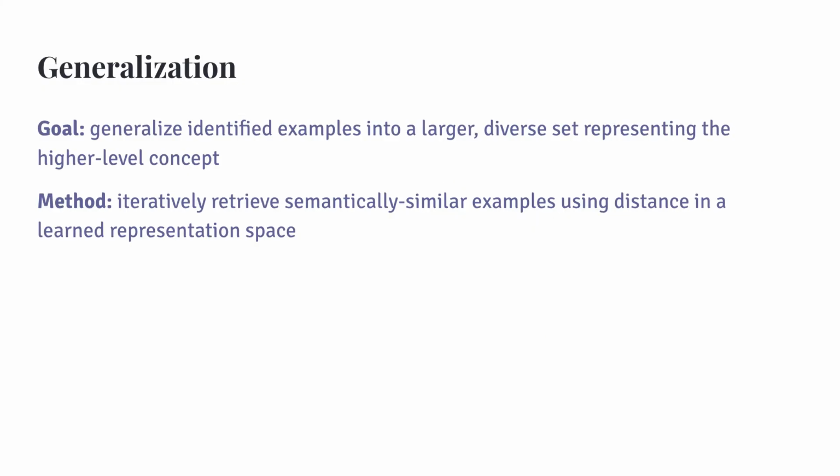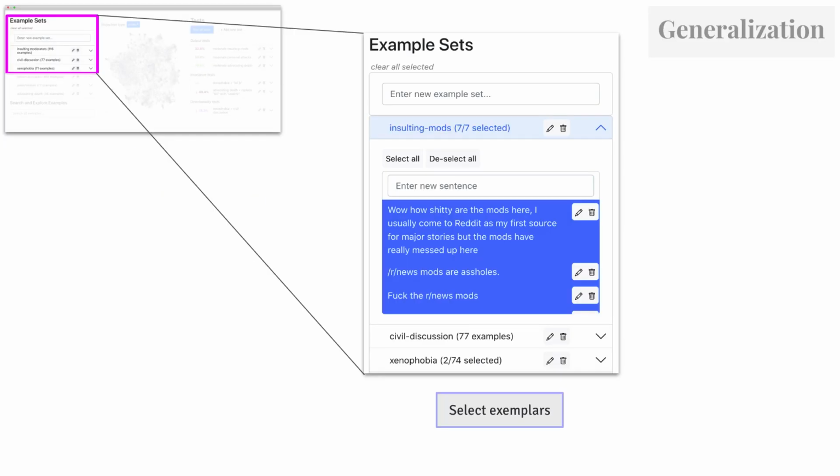In the generalization stage, a user can expand those few examples into a larger, diverse set of examples representing the higher level concept they have in mind. The way this works is through iteratively retrieving semantically similar examples from the data based on a distance metric in a learned embedding space. So how this would work in the tool is we first select the exemplars we added.